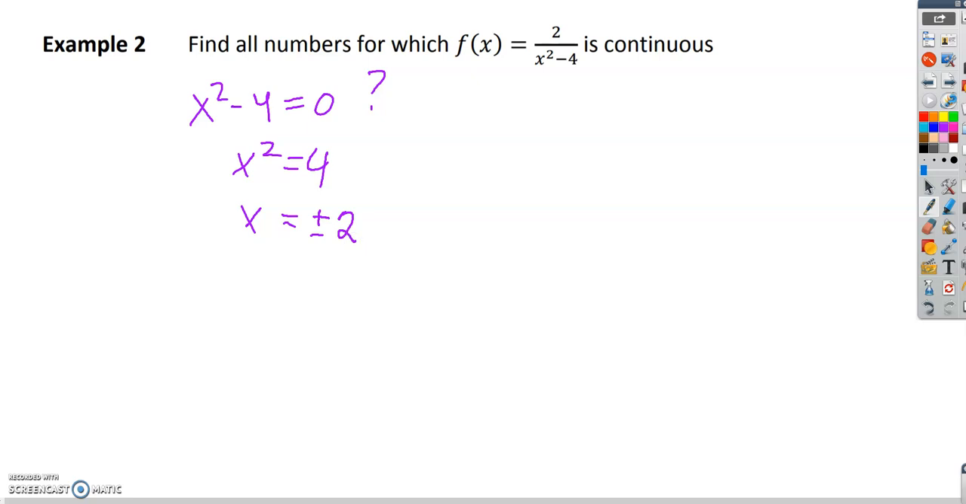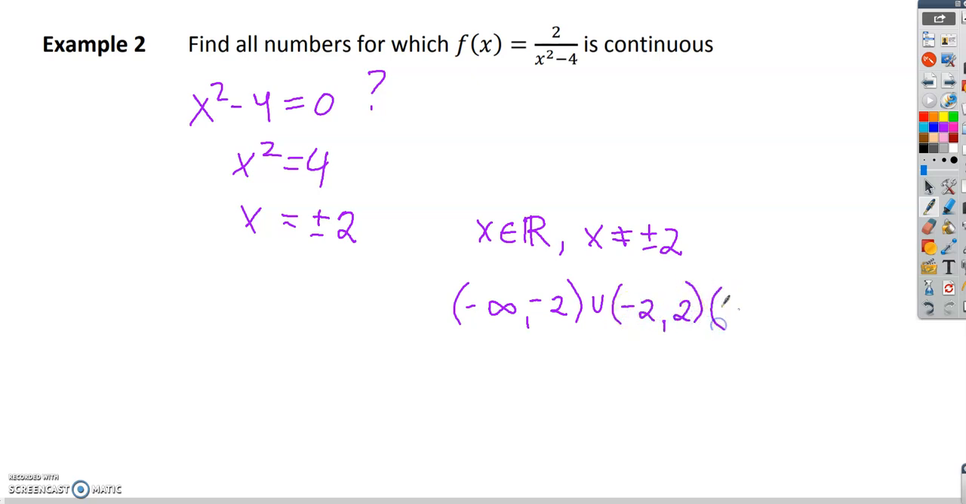That means that my function is continuous for all values except this. Some people say x can be any real number except x cannot be plus or minus 2. Most of our work, and on the AP exam, you're going to see this written as negative infinity to negative 2, leaving out negative 2, then from negative 2 until 2, which I need to leave out, and then off to infinity. So technically you could say it either way. This is the way that the AP exam likes to do it.